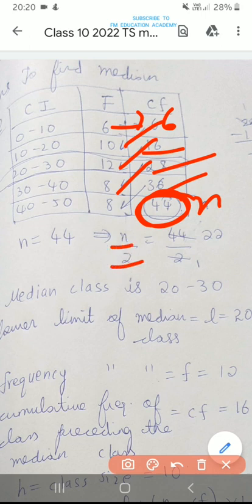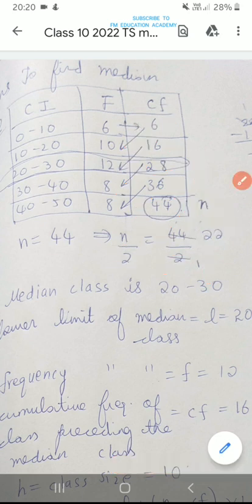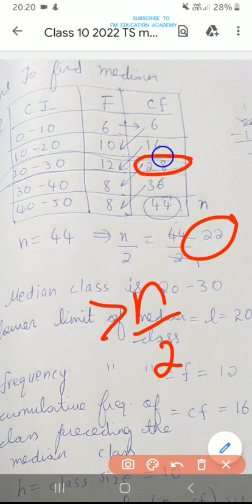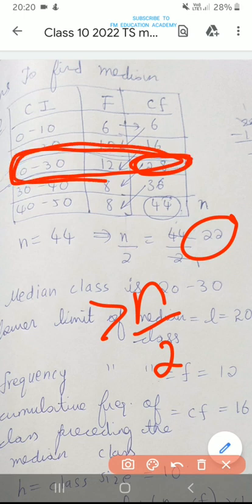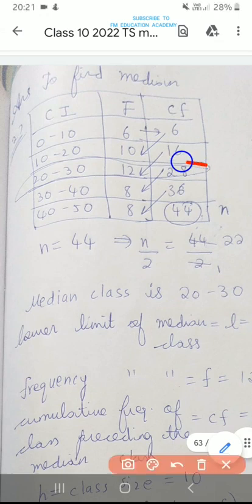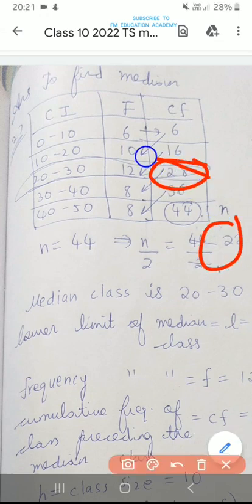So we need n by 2 in the formula. n by 2 is 44 by 2. 2 1s are 2, 2 22s are 44. So we get the value of 22. Now decide the median class. How to decide the median class? Median class is the class corresponding to the CF greater than n by 2. So which CF is greater than 22? The one greater than 22 is 28. So this is my median class, 20 to 30. That is how you have to decide the median class: the class with CF greater than n by 2. 28 is greater than 22, so this is my median class.